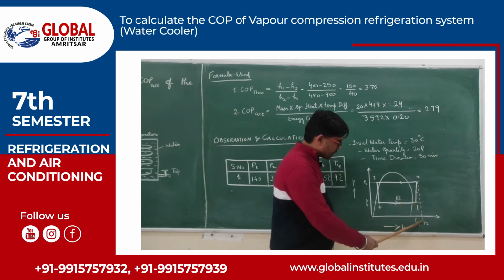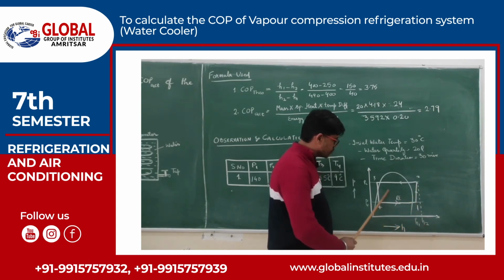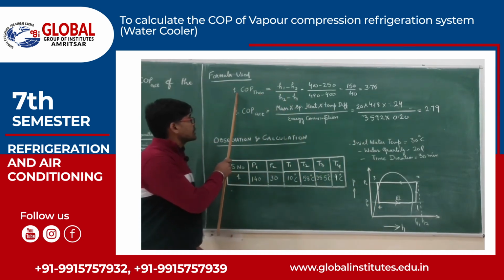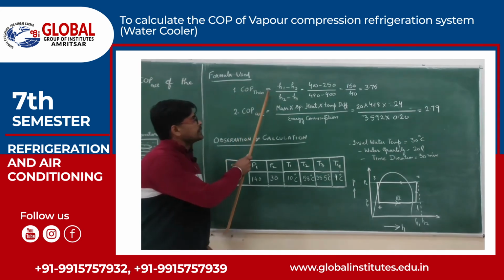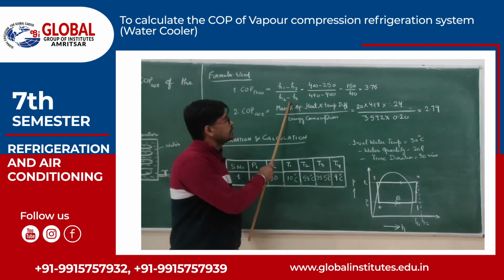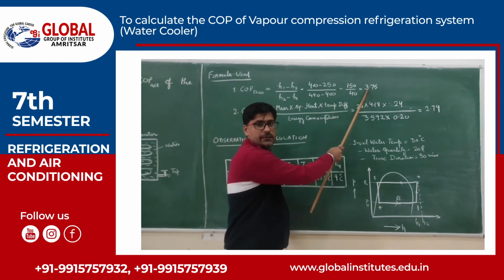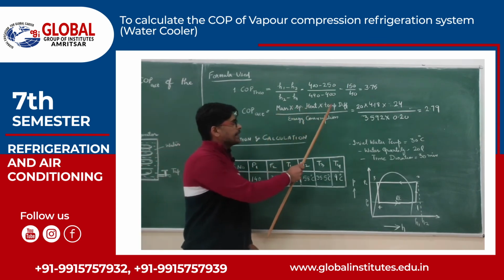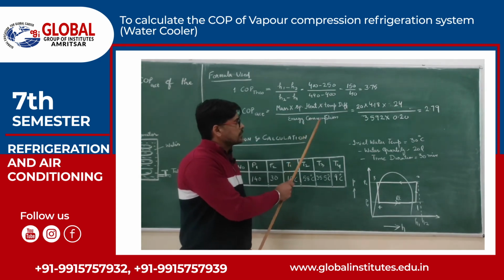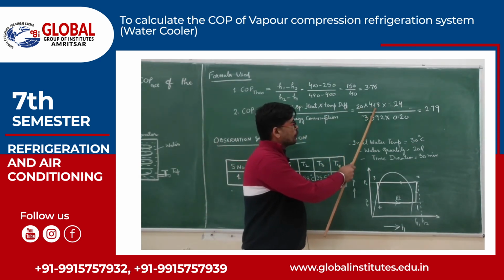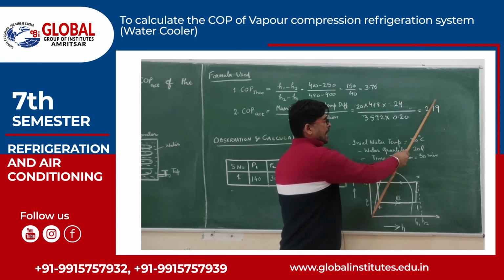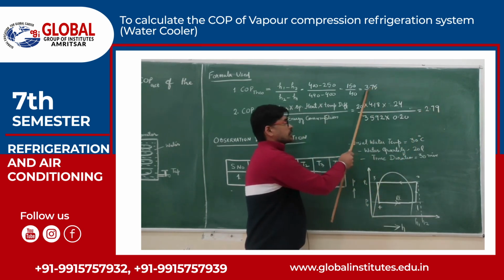Corresponding to these points, find out enthalpy H1, H2, H3 and H4 and put into this equation, equation number 1, theoretical COP, the refrigeration effect upon work input. Upon putting the values, the answer is 3.75. And the second formula is actual COP, m Cp delta T upon energy consumption by the compressor. That equals 20 into 4.18 into 24 upon 3592 into 0.20, which is equal to 2.79. This is the actual COP of the system and this is the theoretical COP of the system.